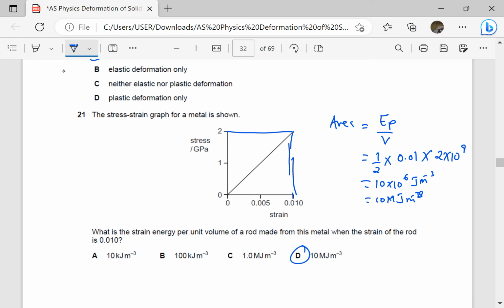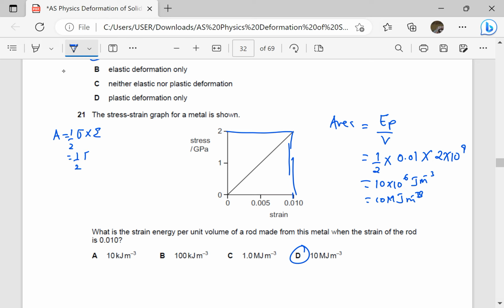So the answer is D. If you cannot recall how the area is equal to the elastic potential energy per unit volume, I can show you here. Area is going to be equal to stress, it is going to be a half of the stress times the strain. This is going to be a half.